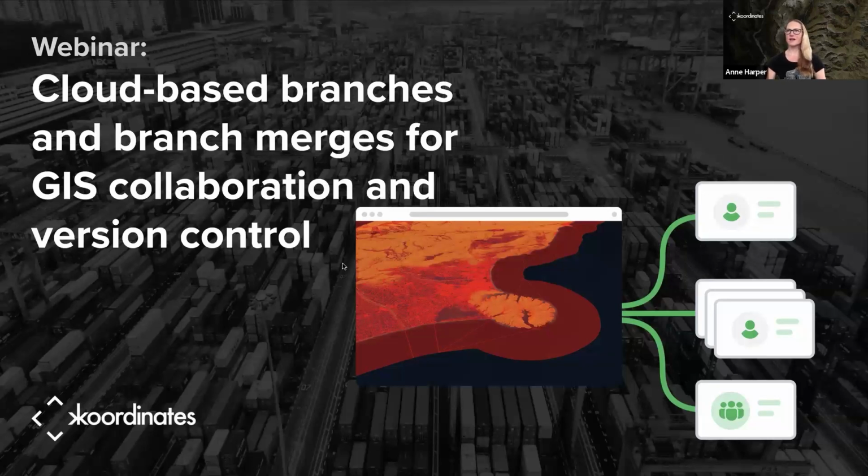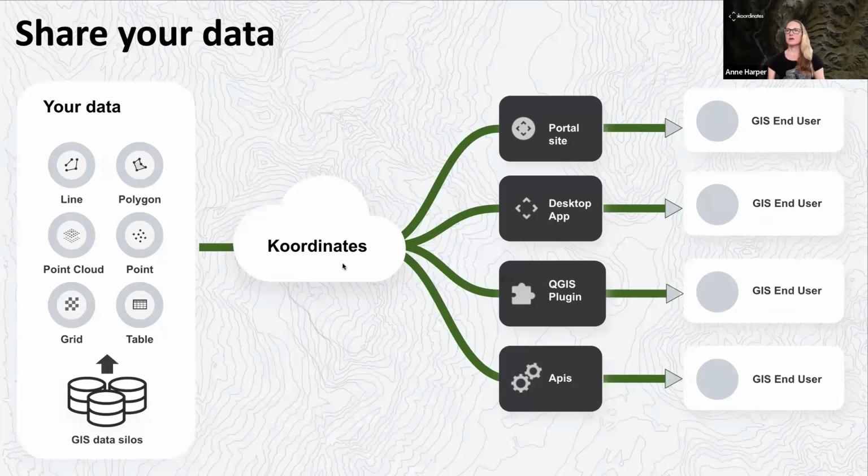I will start by giving you a quick overview about Cart and Coordinates and then hand over to Eli. With Coordinates, you have all your geospatial data, including point clouds, vectors, grids. You load them into your Coordinates cloud, and then your users can access them through their favorite ways, whether it be the portal site, the desktop app, the QGIS plugin, or they may be using APIs.